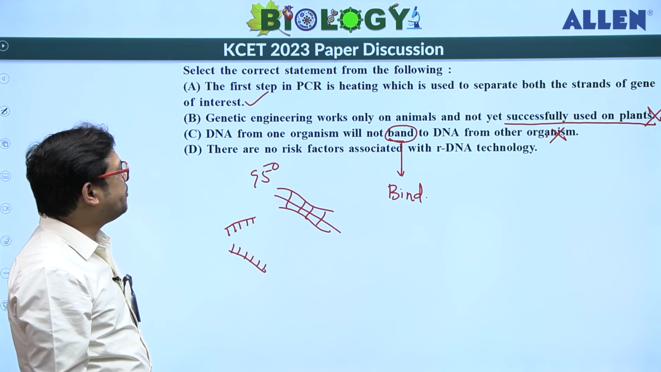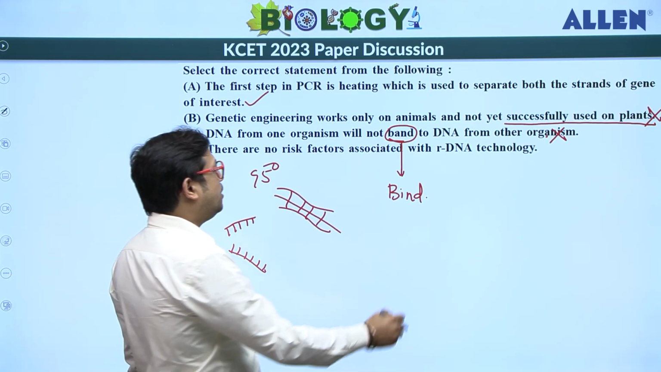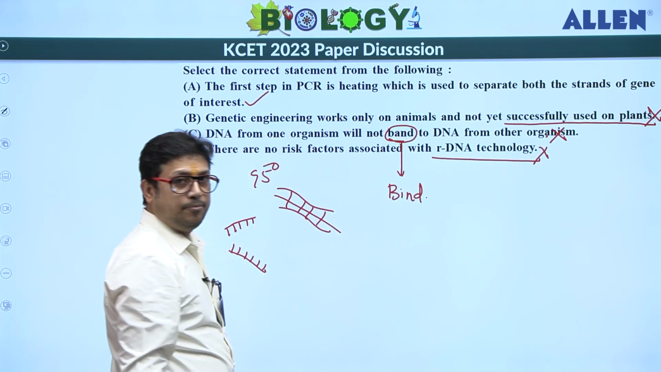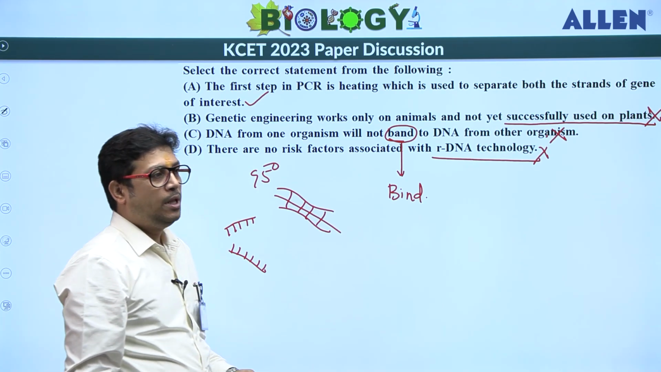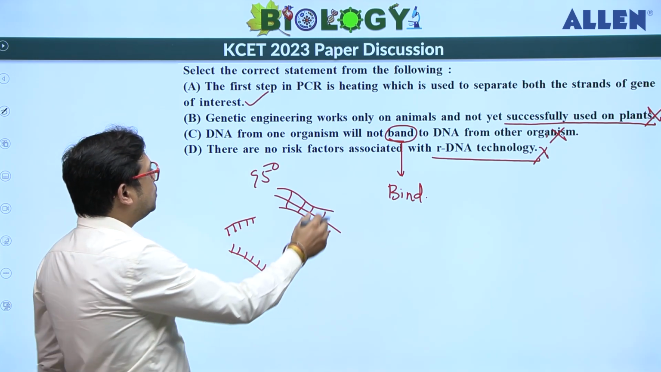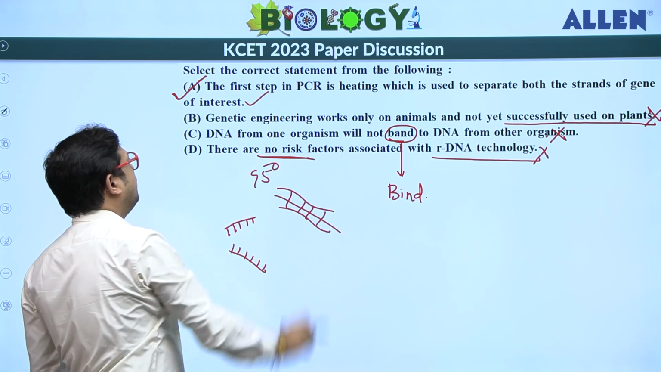There are no risk factors associated with recombinant DNA technology. No, recombinant DNA technology is also associated with a lot of risk, right? For example, the development of antibiotic resistant bacteria. So risk factors are associated. So the answer here will be the first one.